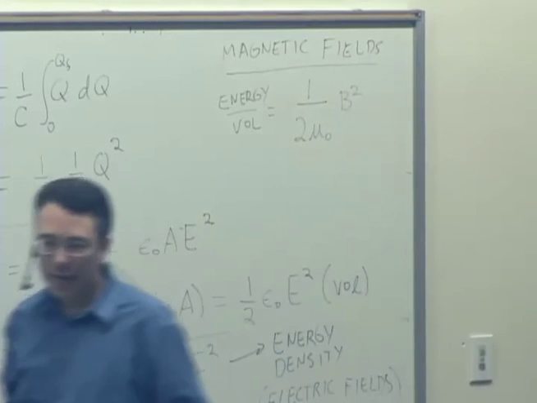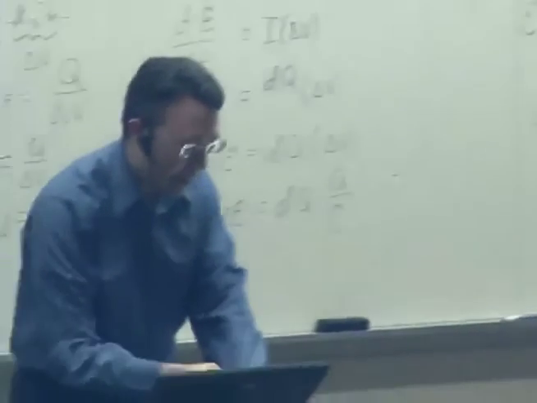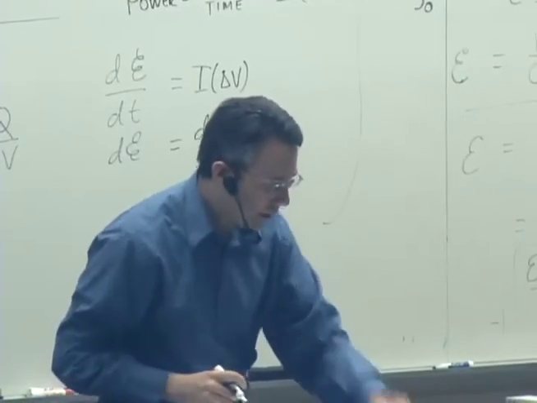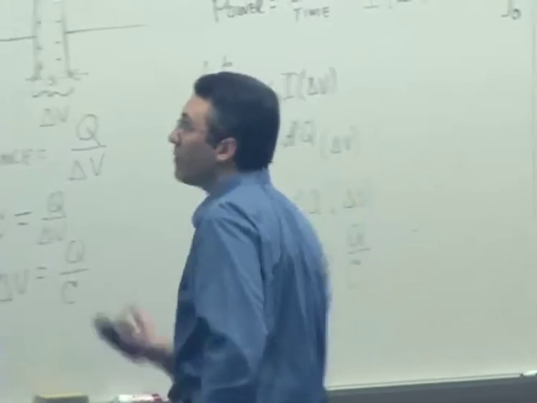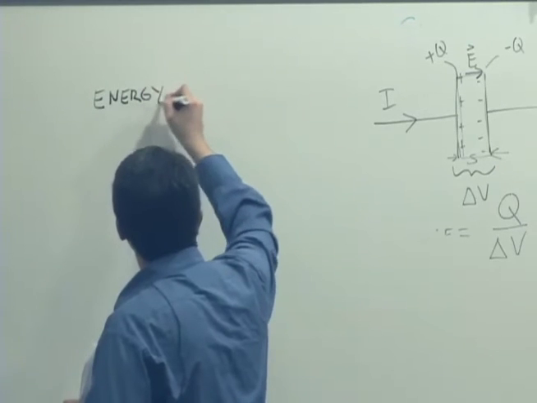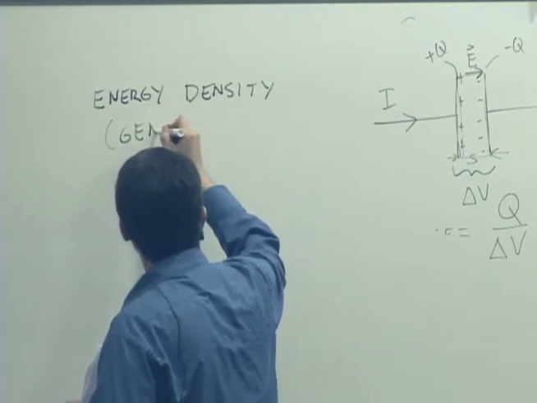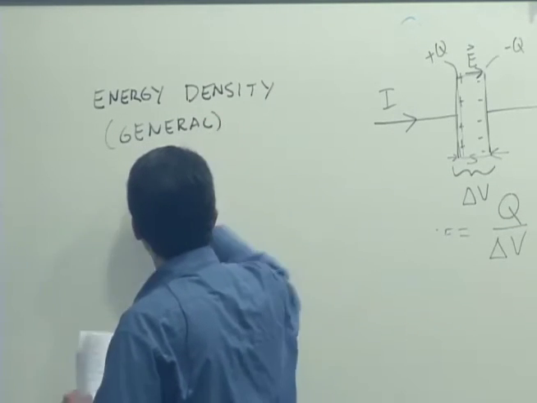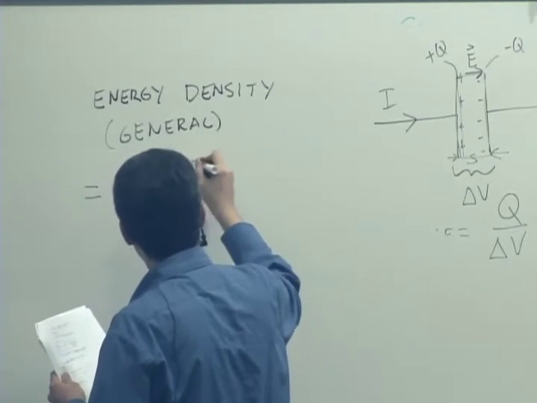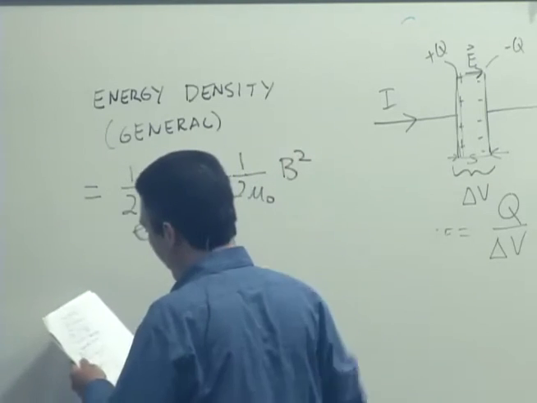Okay? So the energy density for both of these cases turns out to be proportional to the square of the magnitude of the field. Okay? So I could write the total. I could say that in general, energy density in general is equal to 1/2 epsilon 0 times E squared plus 1 over 2 mu naught times B squared. Okay?